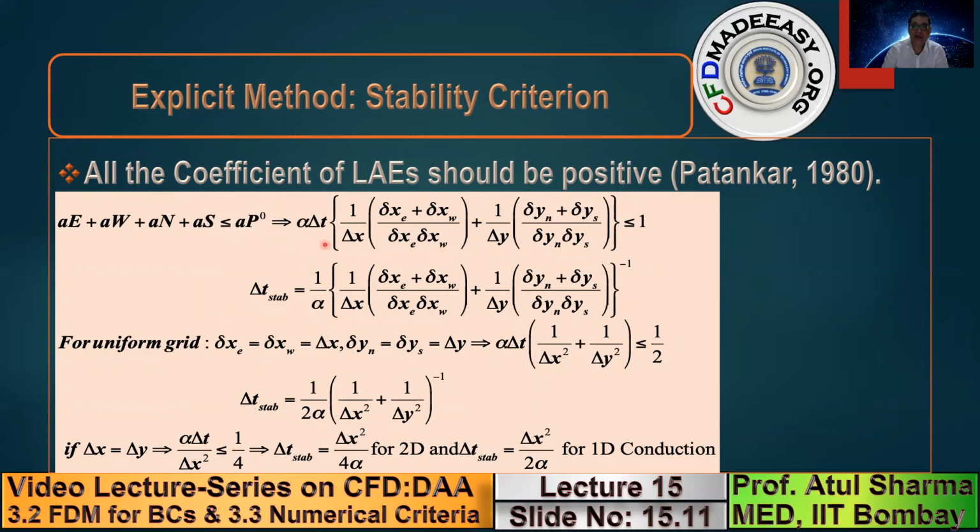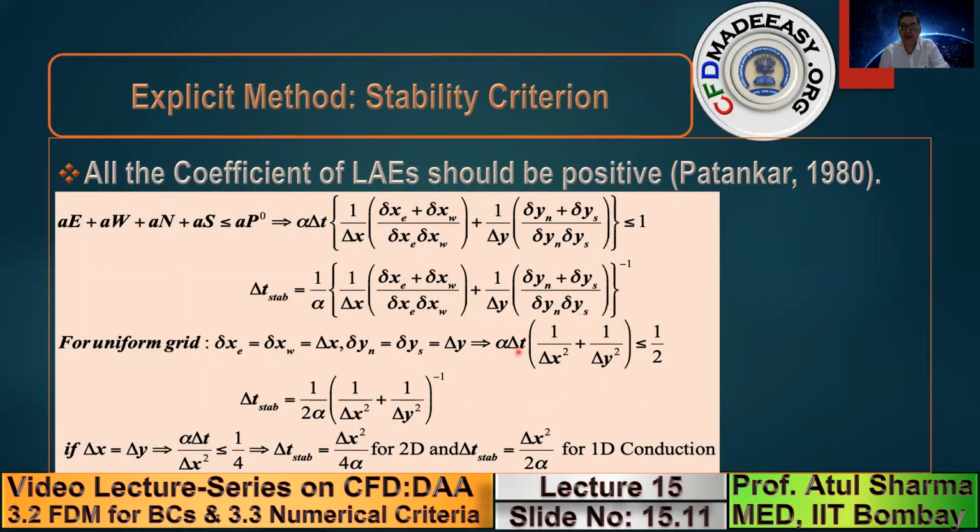But first you get an expression like this, where you get less than or equal to 1. But if you use a maximum limiting value, the maximum delta T, which I am showing you corresponding to the stability condition, the limiting value of delta T is given by this expression. Now, if you have a uniform grid, then the distance between any two yellow circles, delta XE, delta XW, is delta X. It is the same everywhere, and this is also delta Y.